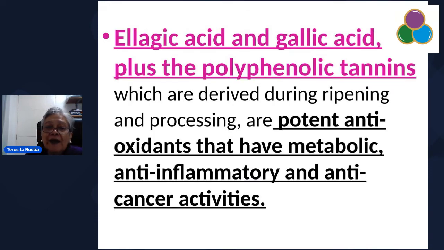Now, gallic acid and ellagic acid and other polyphenolic tannins, no, are very potent antioxidants that have metabolic and anti-inflammatory and anti-cancer activities. As I have said, they protect our genes, they protect our DNA. So free radicals and toxic substances are actually kept out, okay, of our DNA, of our genes. So therefore, mutation, development of cancer cells will be avoided.